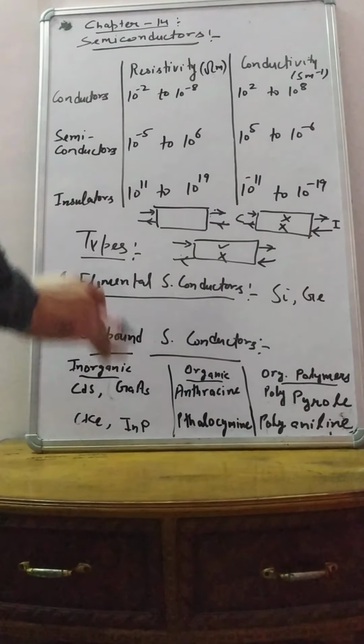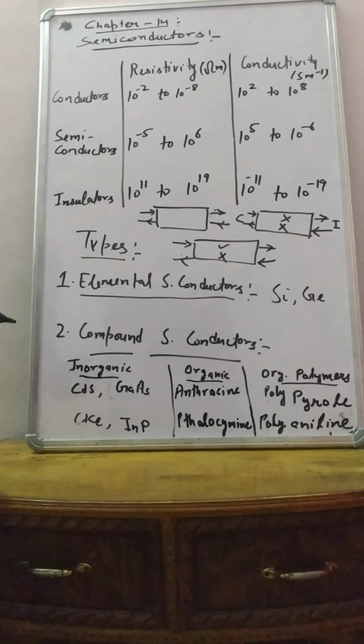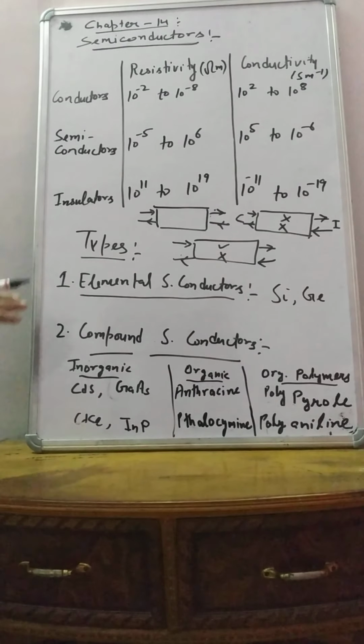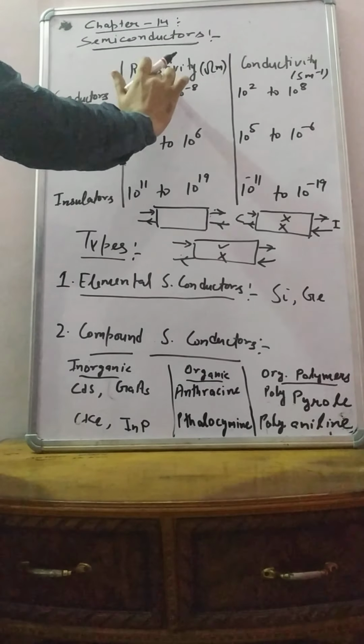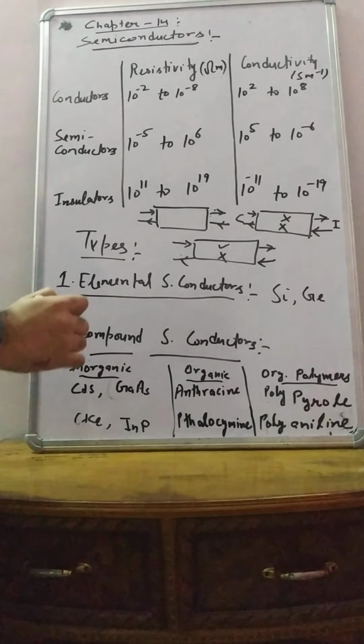Today we start with a new chapter, that is the semiconductor. What is the semiconductor? Before that, there are three classifications in the case of flowing current in a metal. First one is the conductor, second is the semiconductor, and third is the insulator. So this is the resistivity and this is the conductivity. As we know, resistivity is the reciprocal of the conductivity.